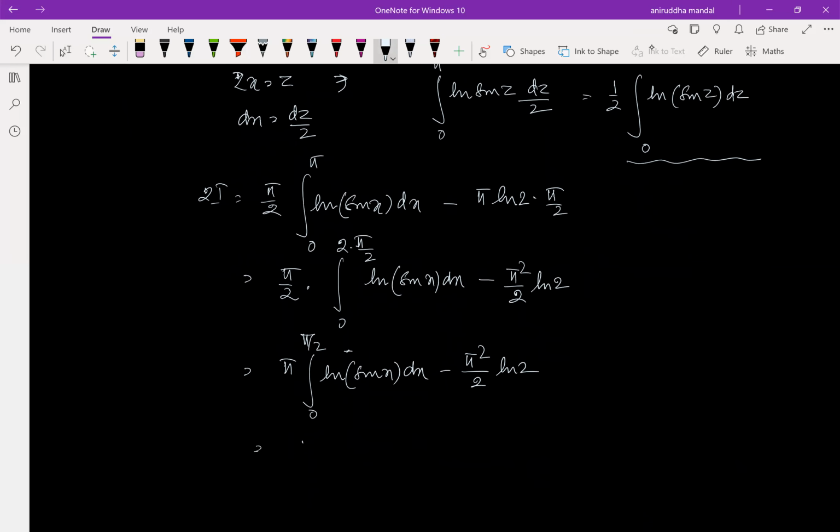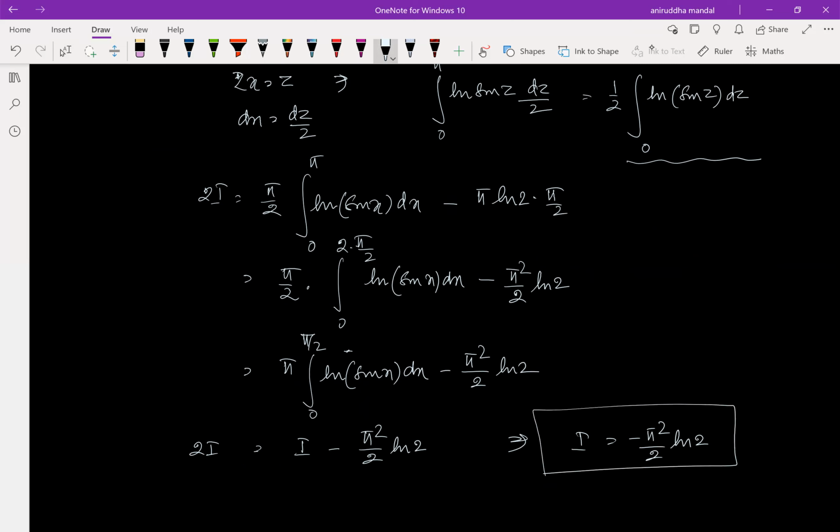So this is I, y minus pi square by 2 ln 2. So we have I equal to, taking I to that side, minus pi square by 2 ln 2. So this is our final answer.